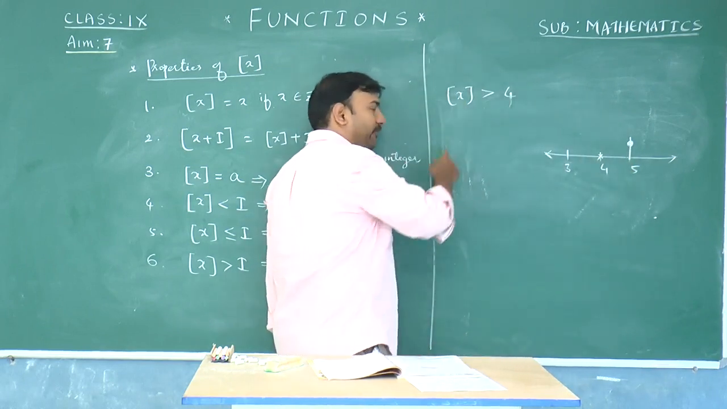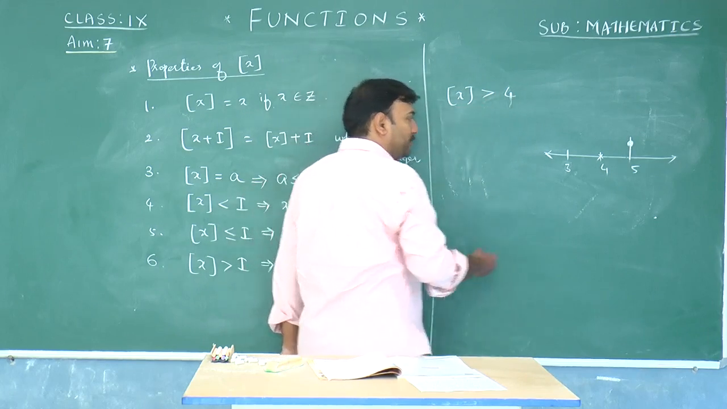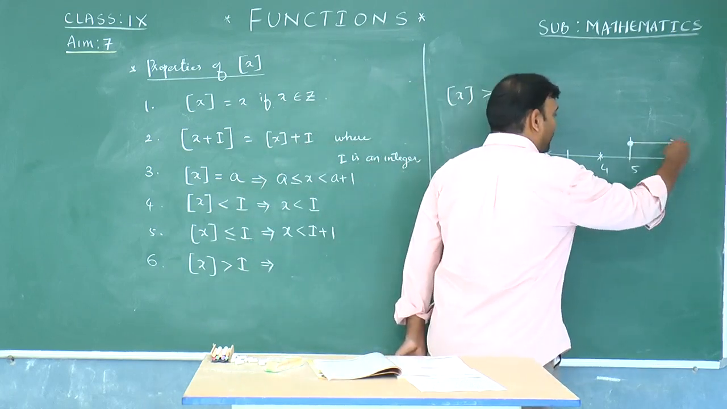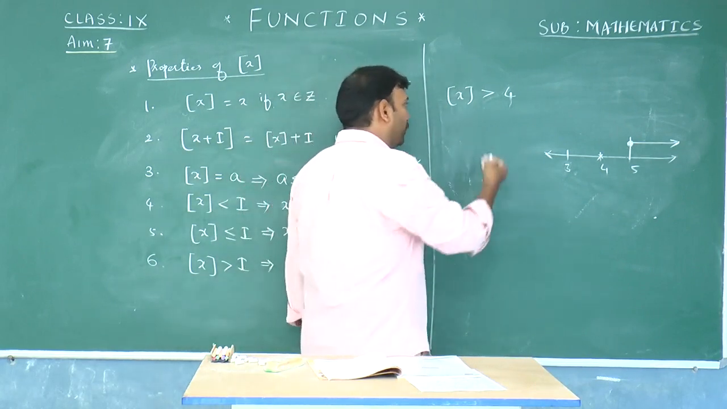If I take step of 5, step of 5 is going to be 5, so 5 is going to be greater than 4. So any number 5 or more than 5 is going to satisfy the inequation, say 5.1, 5.2, whatever it may be that I take.